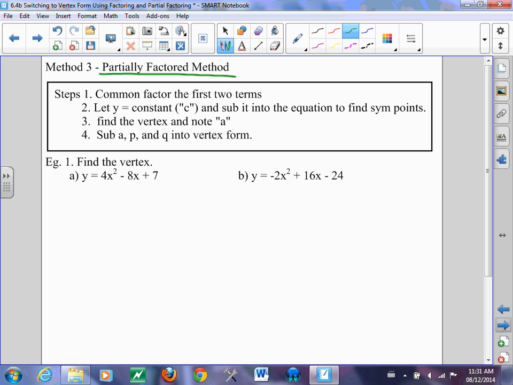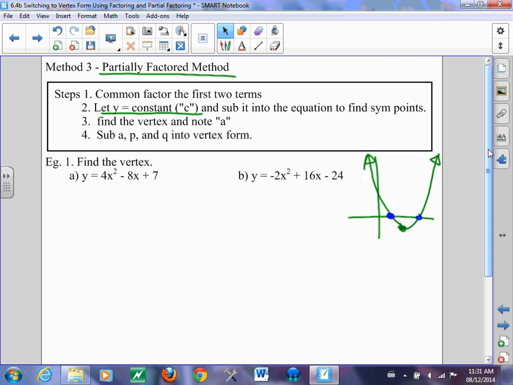Okay, and the key here, folks, the big difference we're going to do here is we're going to let y equal the constant value. Sorry, we're going to let y equal the constant value. So I'm just going to do a visual over here, ladies and gentlemen. If I take a look at a parabola, and say it opens up like this. If we could use the fully factored method, guys, we'd be taking these two, adding them and dividing by 2. But that's not the case, so I'm going to erase that. Okay? What we're doing, folks, is we're going to say, hey, y equals the c value.